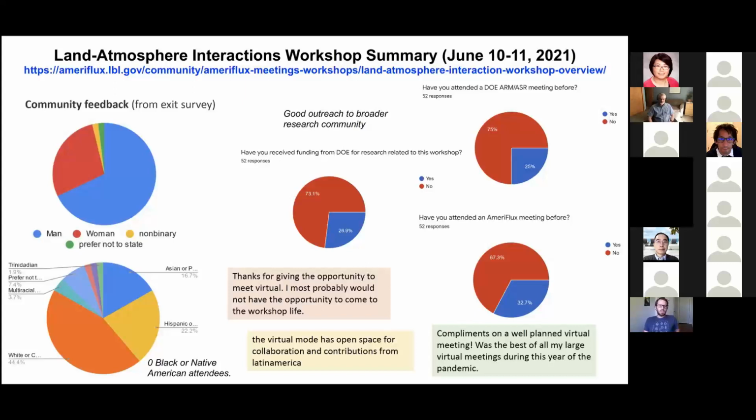In terms of the scientific background, I think we did a good job with the outreach. So we had lots of people that have not received funding or not attended meetings from DOE or Ameriflux. And we got some really good feedback about how the virtual environment worked, with even a poster session in it, and also that it helped people from Latin America to participate. And we're really happy that this worked out.